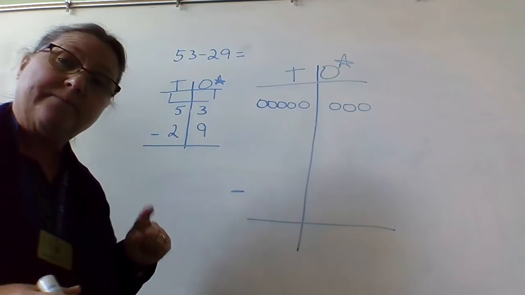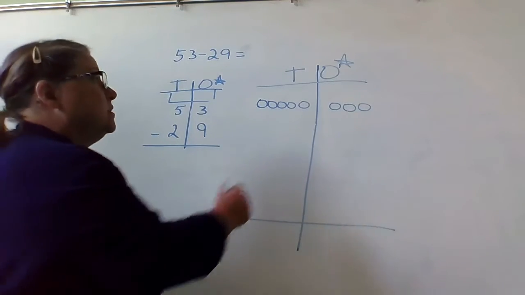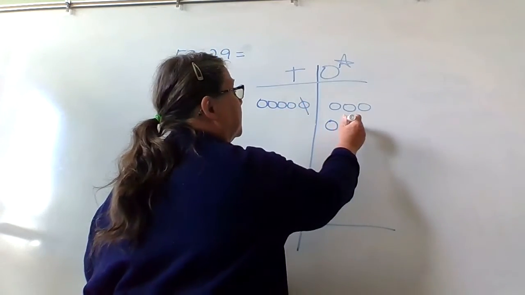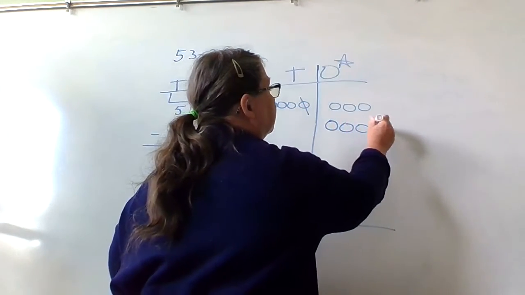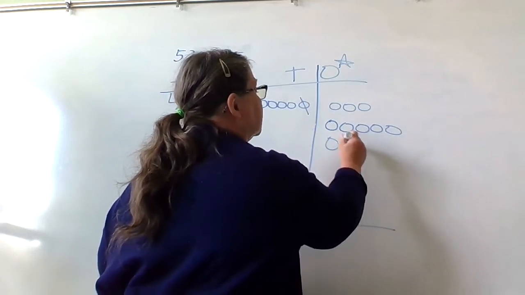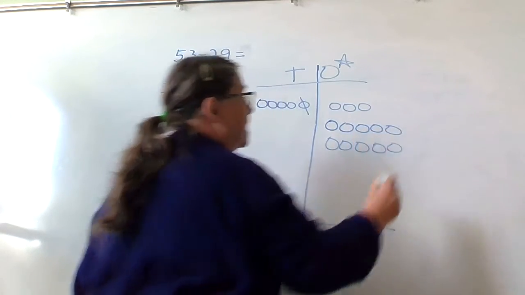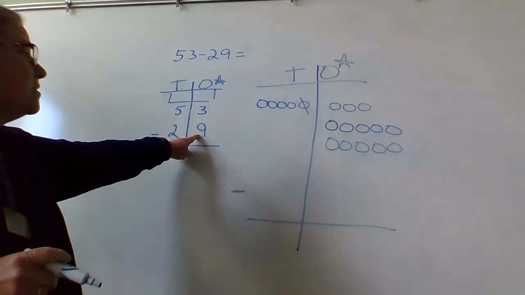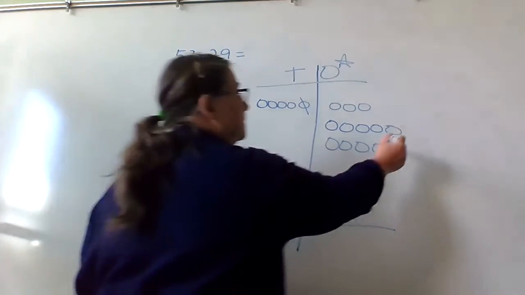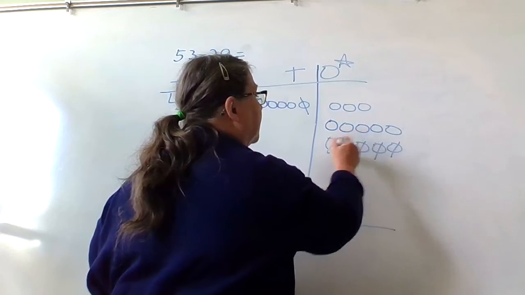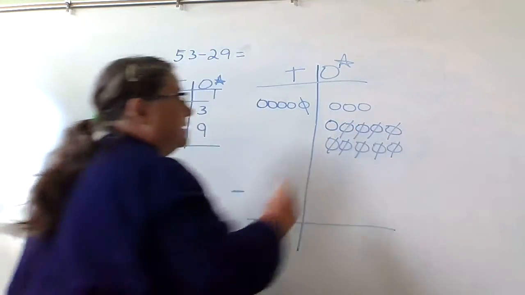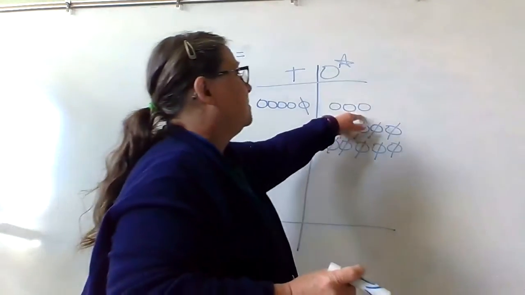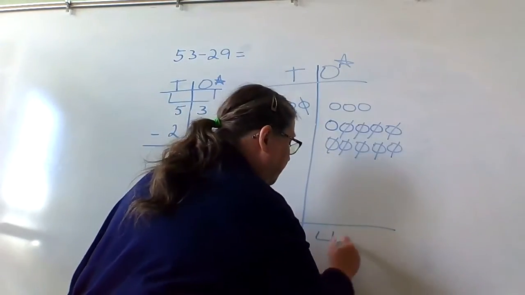1 10 equals 10 1s. So I'm going to cross off 1 10 and draw them over here. 1, 2, 3, 4, 5, 6, 7, 8, 9, 10. Okay? Now I can cross off 9. 1, 2, 3, 4, 5, 6, 7, 8, 9. And how many do I have left? 1, 2, 3, 4. I have 4 1s.